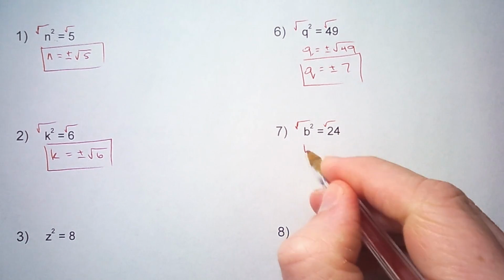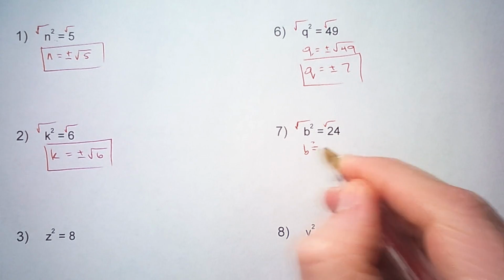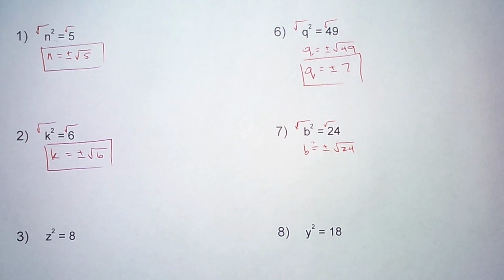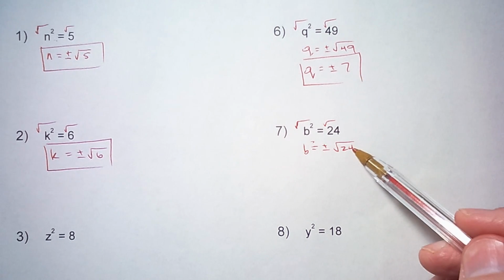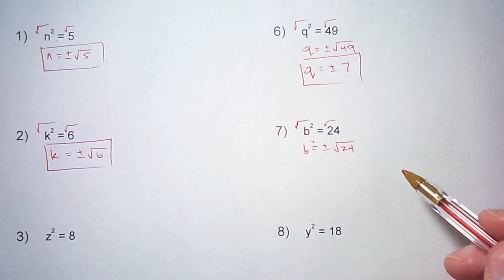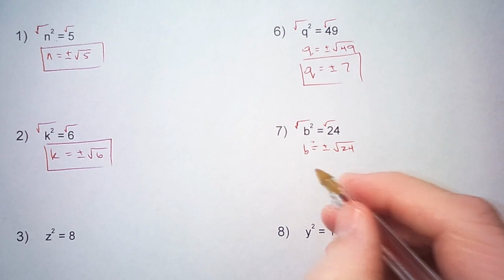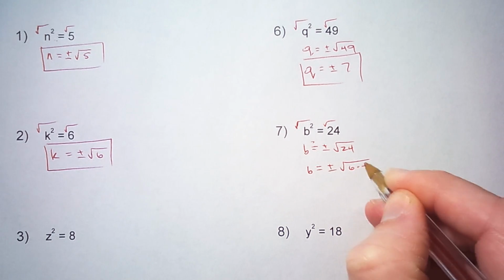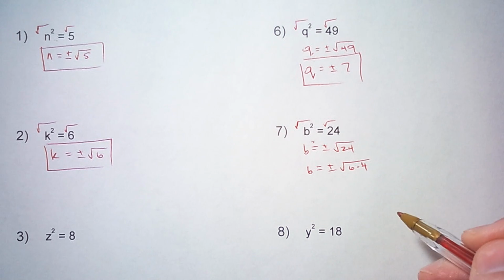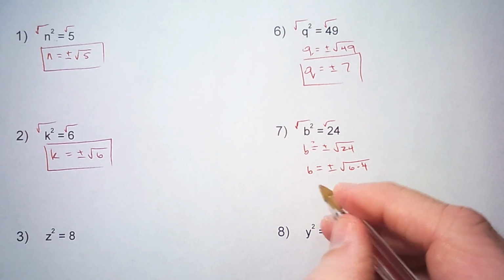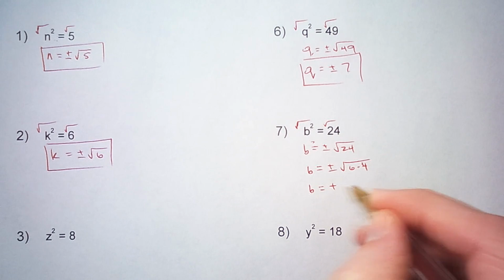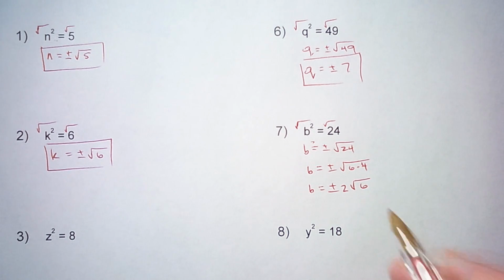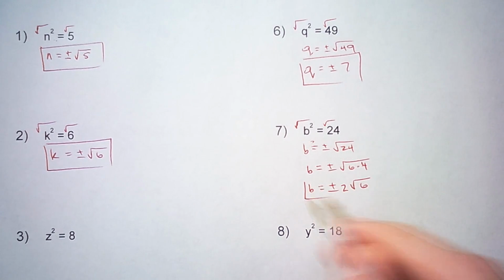Once again, a square root, so we get b equals plus or minus the square root of 24. Now this one can be simplified, but not quite like this one was simplified because 24 is not a square number. But 24 is the same as 6 times 4. So this is the same as plus or minus the square root of 6 times 4. Now 4 is a square number. The square root of 4 is 2. So b equals plus or minus 2 times the square root of 6. So this is our simplified solutions.